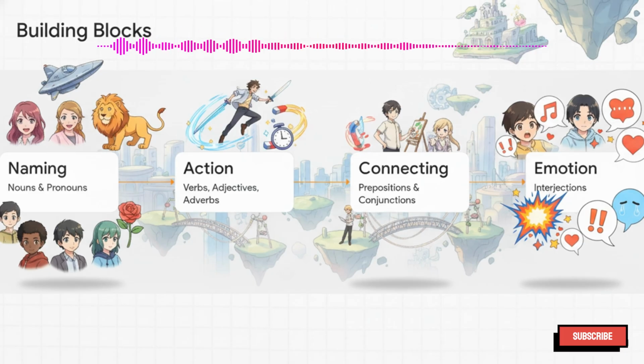First, we have naming with our nouns and pronouns. Second, we inject action and detail using verbs, adjectives, and adverbs. Third, we do our connecting with prepositions and conjunctions. And finally, number 4, we layer on that fantastic emotion with interjections. Together, they stack up perfectly to form a complete, masterful system for communication.